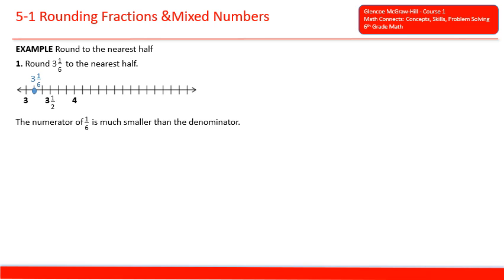The numerator of 1/6 is much smaller than the denominator, which means that the numerator 1 is much smaller than the denominator 6. So 3 and 1/6 rounds to 3. And you can see that visually on a number line.